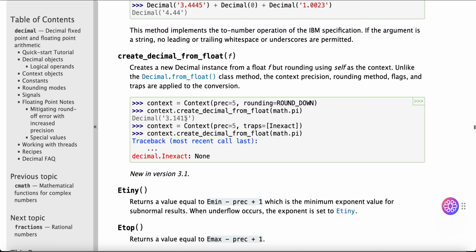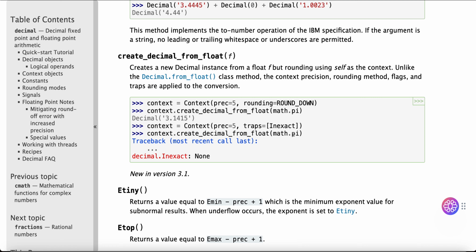create_decimal_from_float: create a new Decimal instance from a float f but rounding using self as context. Unlike the Decimal.from_float class method, the context precision, rounding method, flags, and traps are applied to the conversion. context = Context(prec=5, rounding=ROUND_DOWN); context.create_decimal_from_float(math.pi) gives Decimal('3.1415'). context = Context(prec=5, traps=[Inexact]); context.create_decimal_from_float(math.pi).